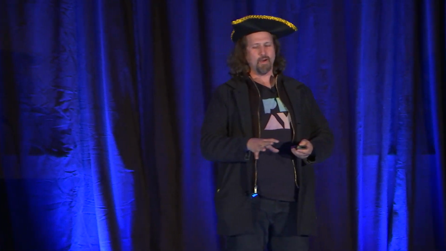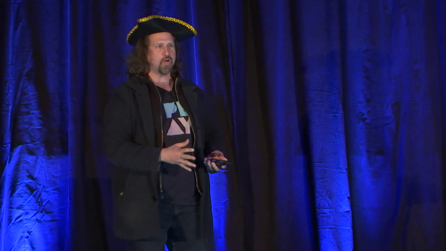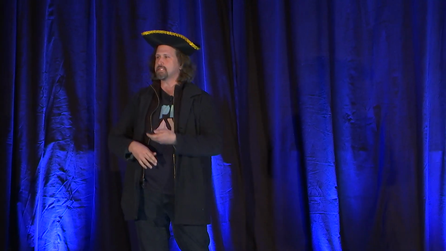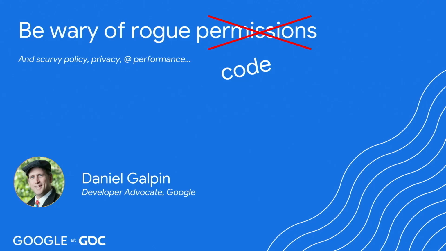Essentially what we're talking about here is what happens when you're writing a game. Much of the code that is actually going into your game is stuff that you actually haven't written. And so rogue permissions in this case are permissions that are not used by the game itself, but are instead used by the libraries and tools that your game depends on. So for this talk, rogue really refers to code that you didn't write. And I probably should have entitled it something like, be wary of rogue code, but I digress.